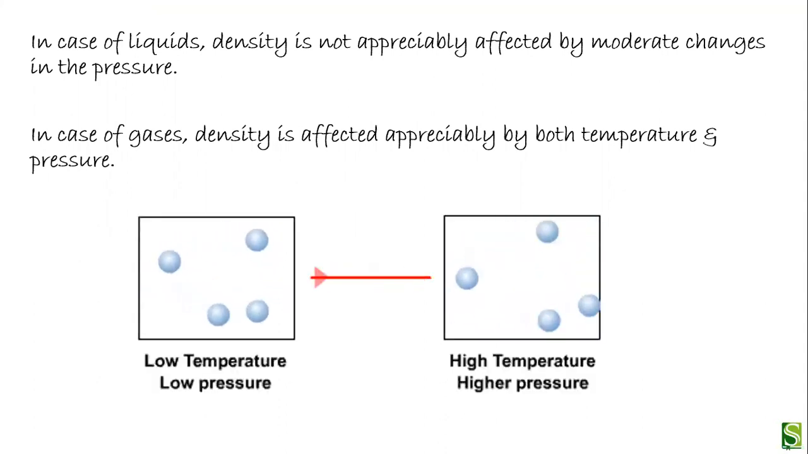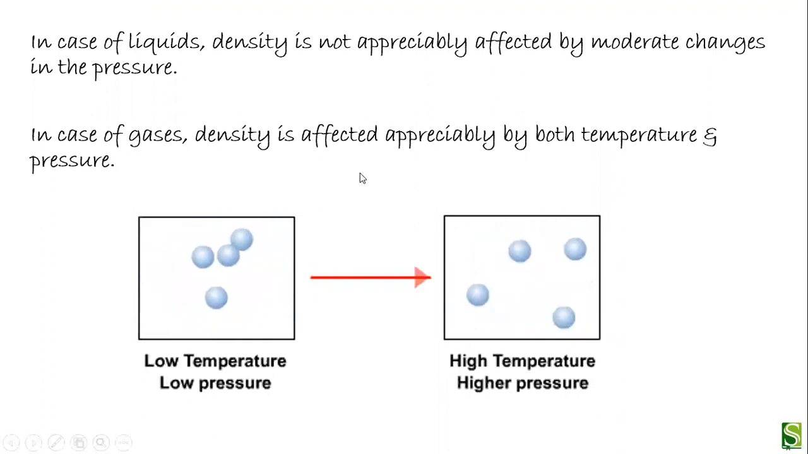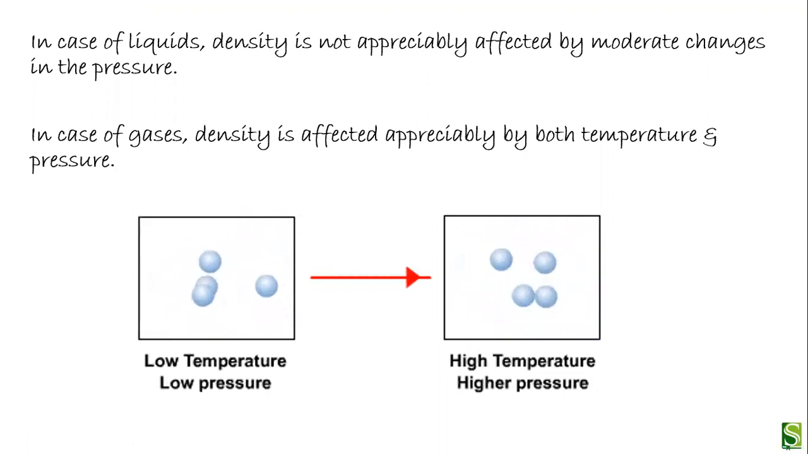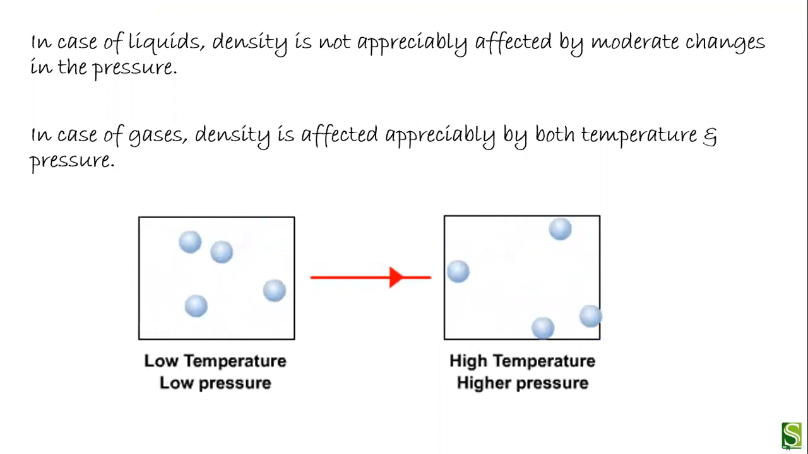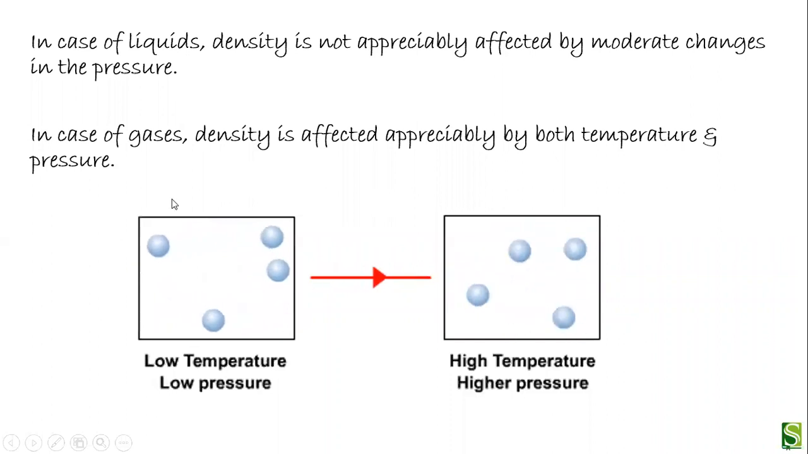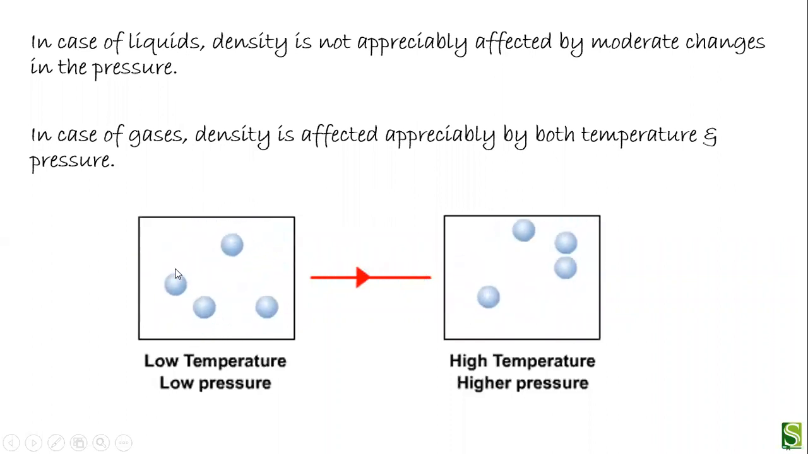Now you can observe here at low pressure and low temperature, the density is high. Why? Because the volume which will be occupied by this much amount of gas will be less. At lower temperature the volume occupied by this mass of gas is very small, and we know density is nothing but mass upon volume. Now as volume is less, density is going to be more.